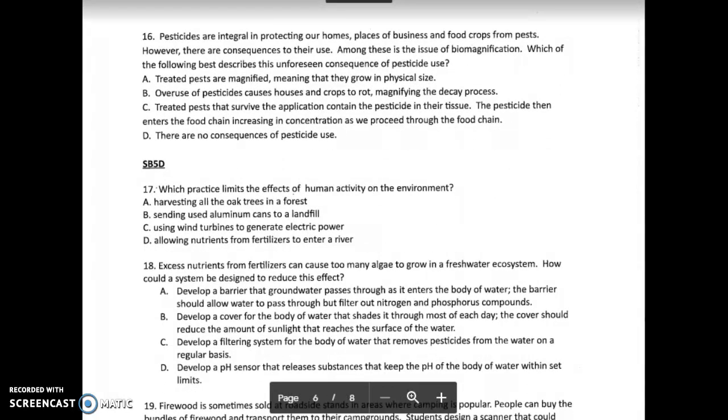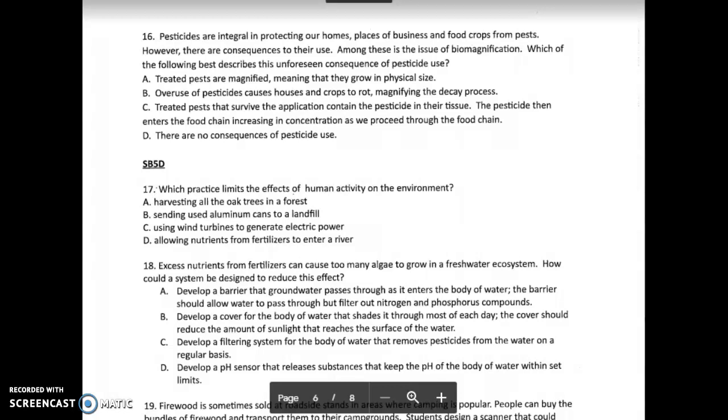Number 16. Pesticides are integral to protecting our homes, places of business, and food crops from pests. However, there are consequences to their use. Among these is the issue of biomagnification. Which of the following best describes this unforeseen consequence of pesticide use?